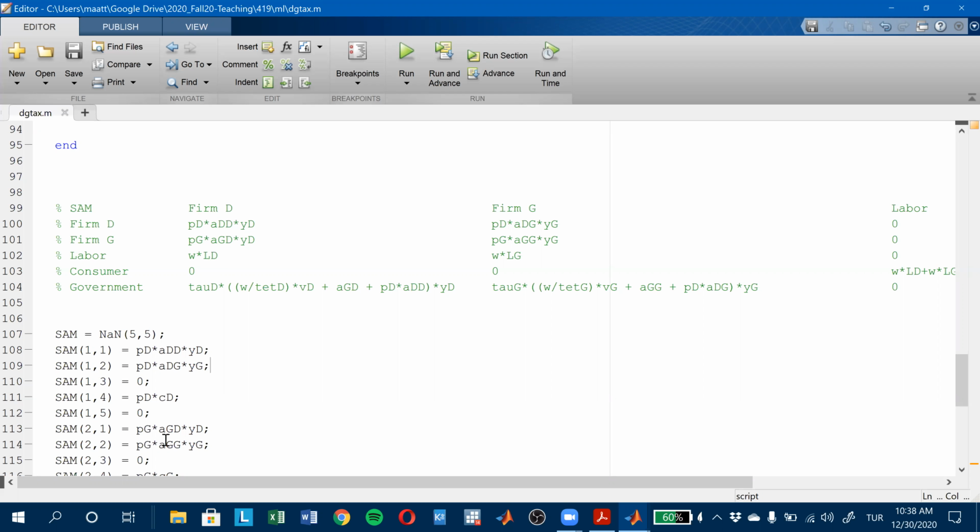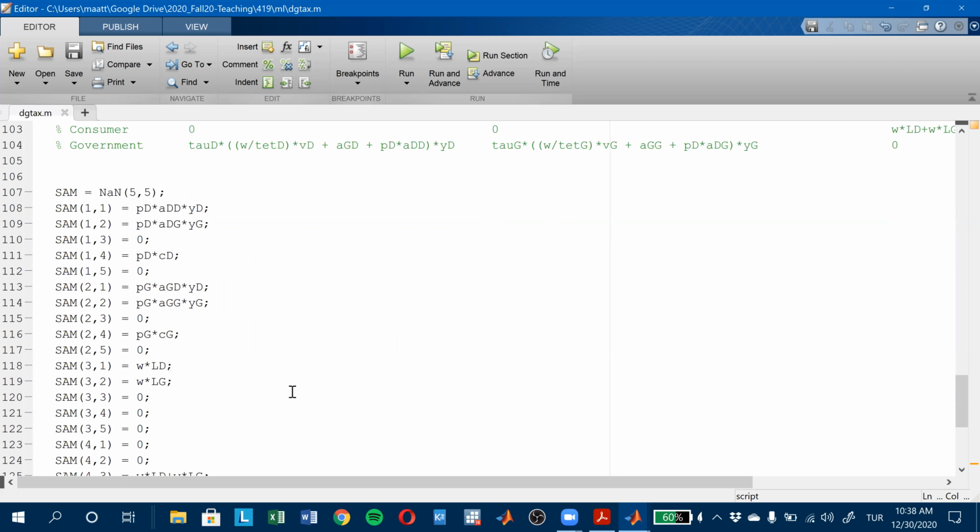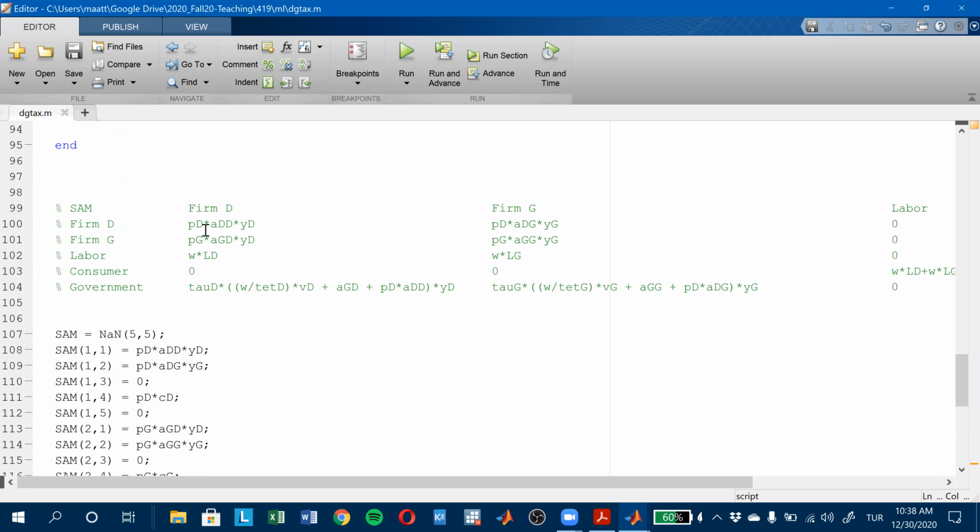So I calculated the SAM data using these theoretical results. As you see, SAM 1.1 is this, SAM 1.2 is this, SAM 1.3 is that, etc. Remember, incomes are in rows, expenditures are in columns.